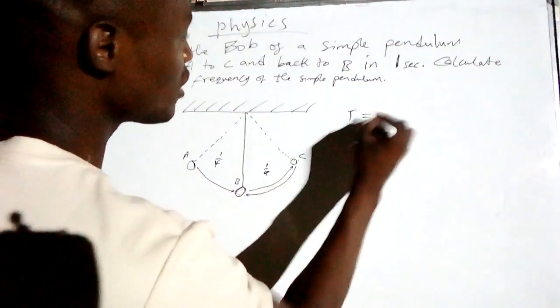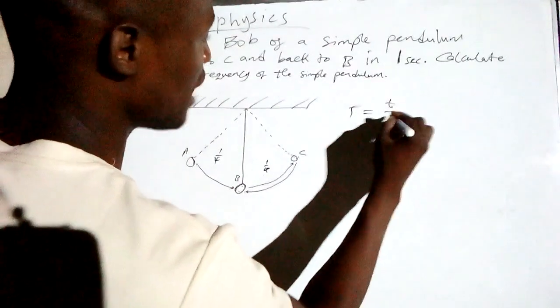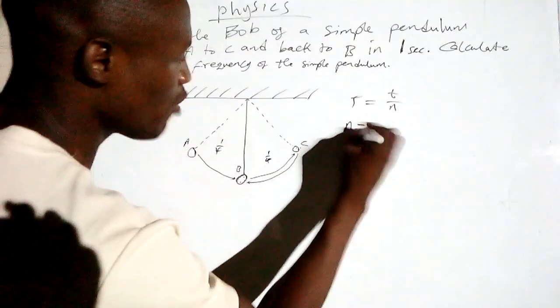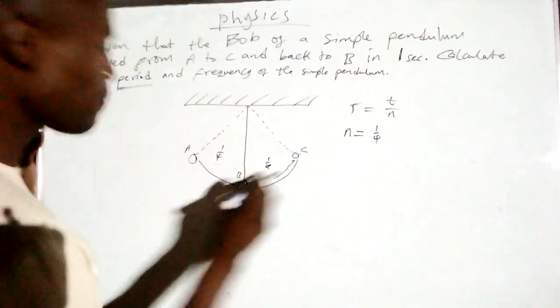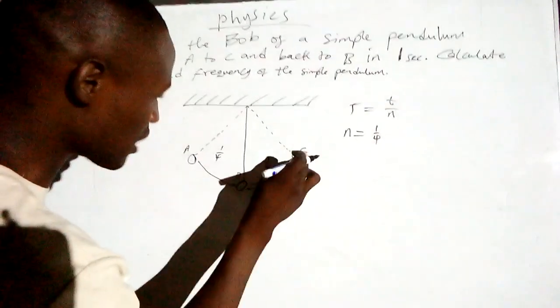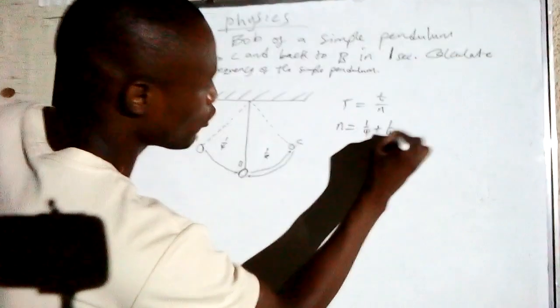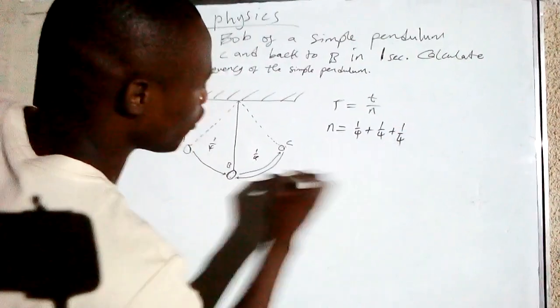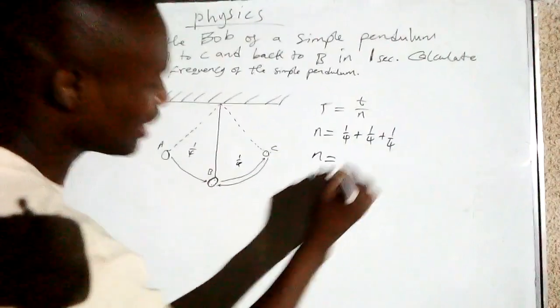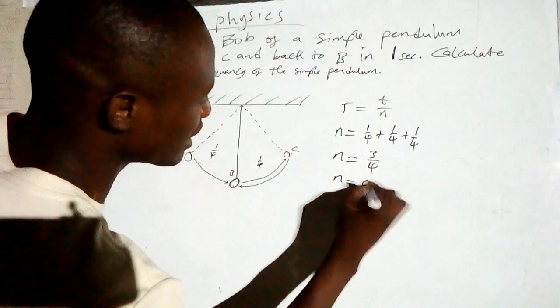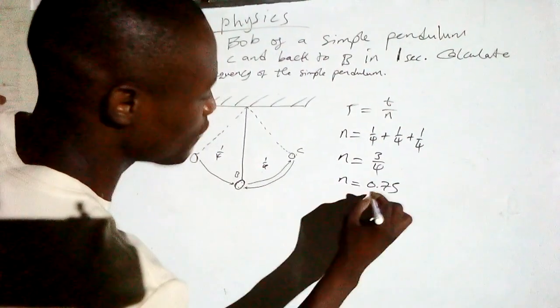So period is equal to time divided by number of oscillations. In this case, number of oscillations are gotten from here. Therefore, we're going to say number of oscillation is equal to 1/4, which is from A to B. Again, 1/4 from B to C. Again, 1/4 from C to B. So plus 1/4 plus 1/4. When we add these, we get 3/4, which is the same as number of oscillations as 0.75.